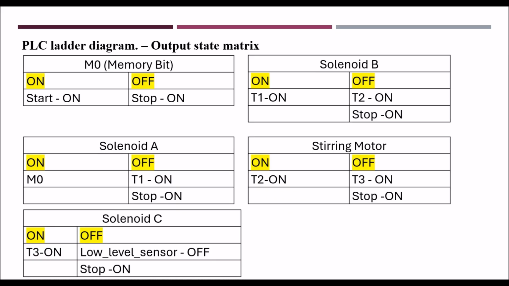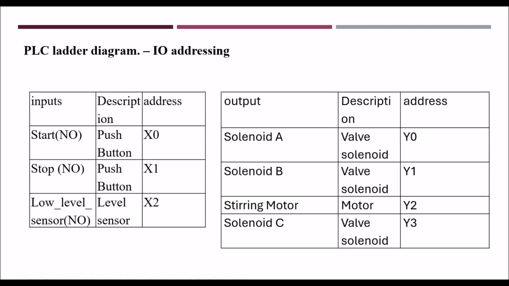With these two, means actually the output state matrix is drawn based upon the schematic diagram. Okay, so that means you don't have to remember or memorize the ladder diagram. You can draw the output state matrix using the schematic diagram. From this output state matrix, you can easily write the ladder logic. Okay, so only three parts are there. So this is for your question.